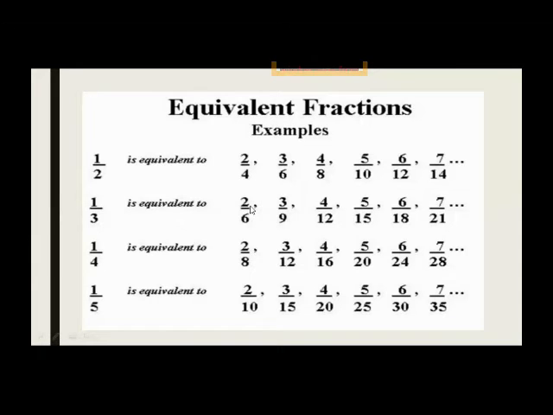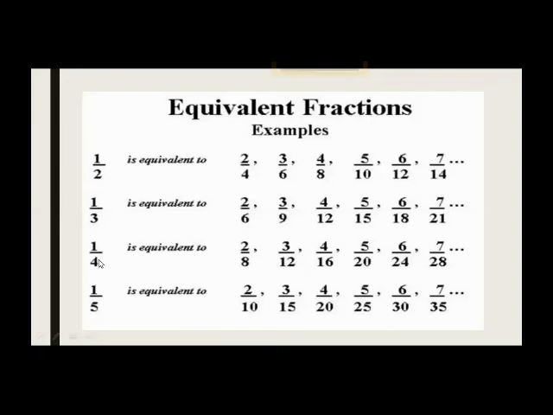Now let's check. When you cancel this, 2 ones are 2, 2 threes are 6. So this is equivalent. 3 ones are 3, 3 threes are 9. Equivalent. 4 ones are 4, 4 threes are 12. Equivalent. 5 ones are 5, 5 threes are 15. Equivalent. 6 ones are 6 and 6 threes are 18. 7 ones are 7, 7 threes are 21. These all are equivalent fractions of 1 upon 3. Means they don't look the same but they are the same. They look different but the value is the same.